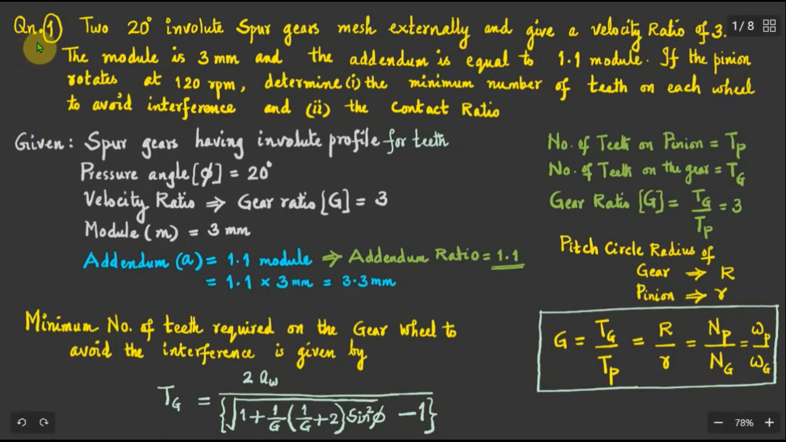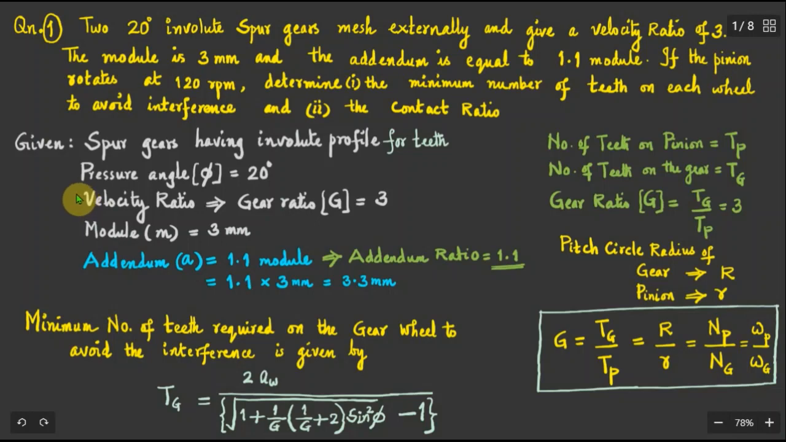Question number 1. Two 20-degree involute spur gears mesh externally and give a velocity ratio of 3. The module is 3 mm and the addendum is equal to 1.1 module. If the pinion rotates at 120 rpm, determine the minimum number of teeth on each wheel to avoid interference, and the second part, to find the contact ratio.